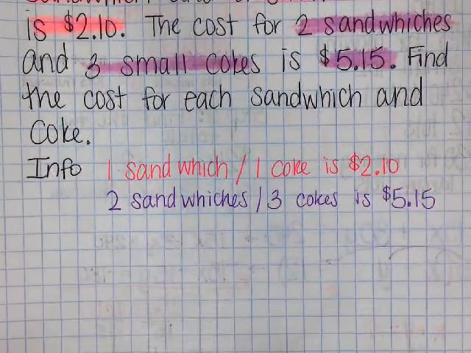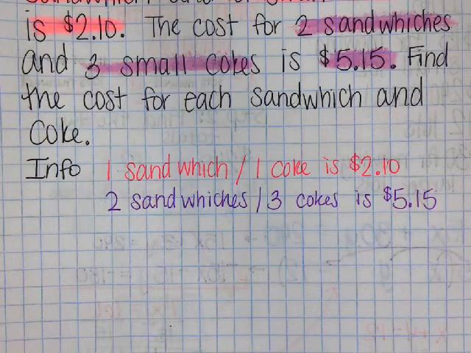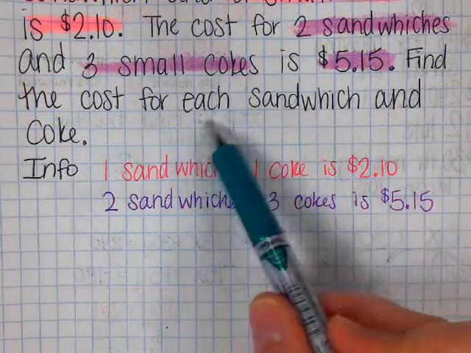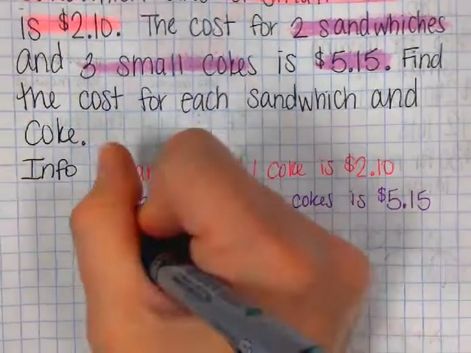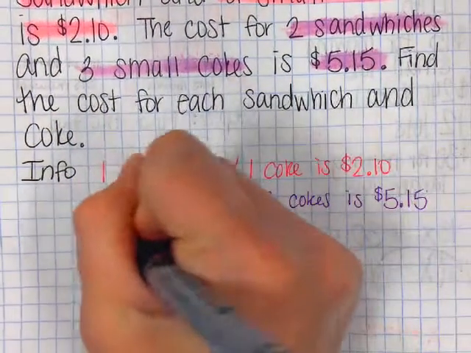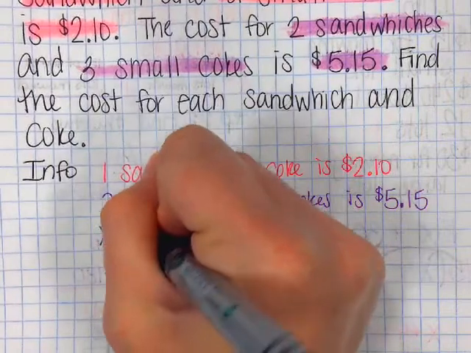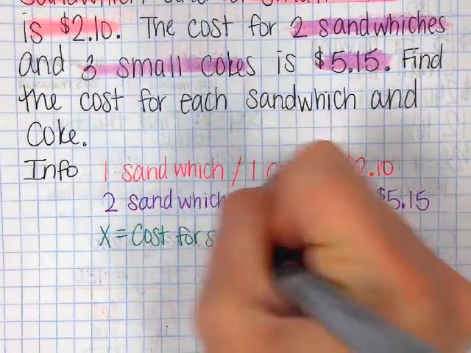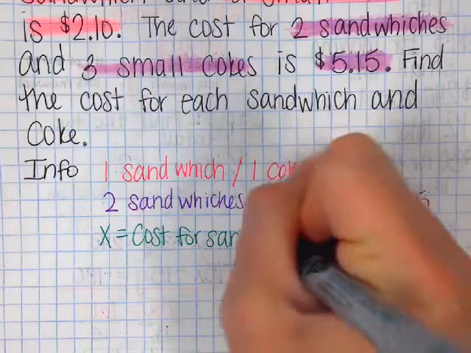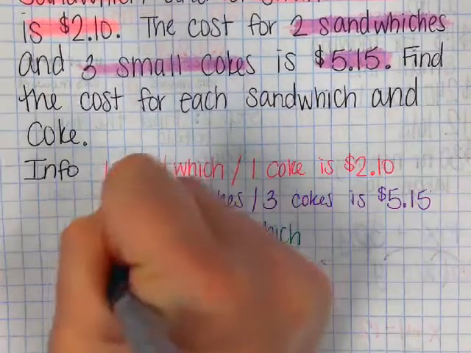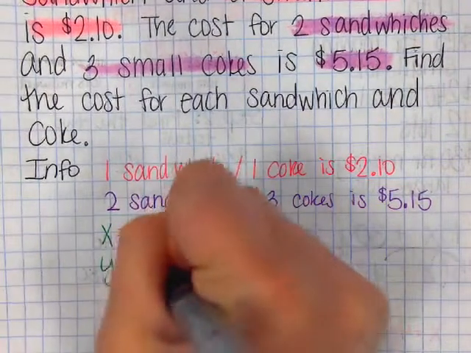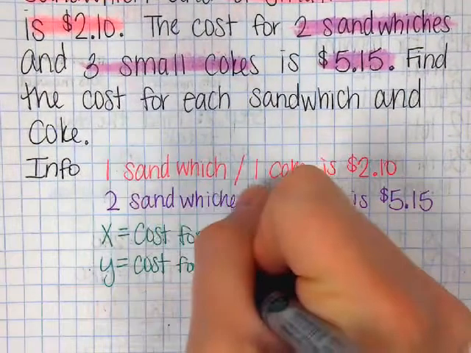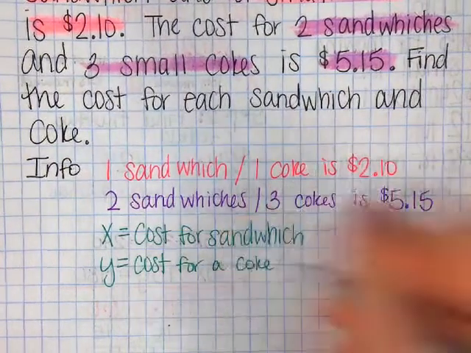Okay, so we have the important information written down. First thing you need to do is identify the variables. What are we looking for? So we're finding the cost of a sandwich and the cost of the Coke. So let's say X equals the cost for a sandwich and Y equals the cost for a Coke.